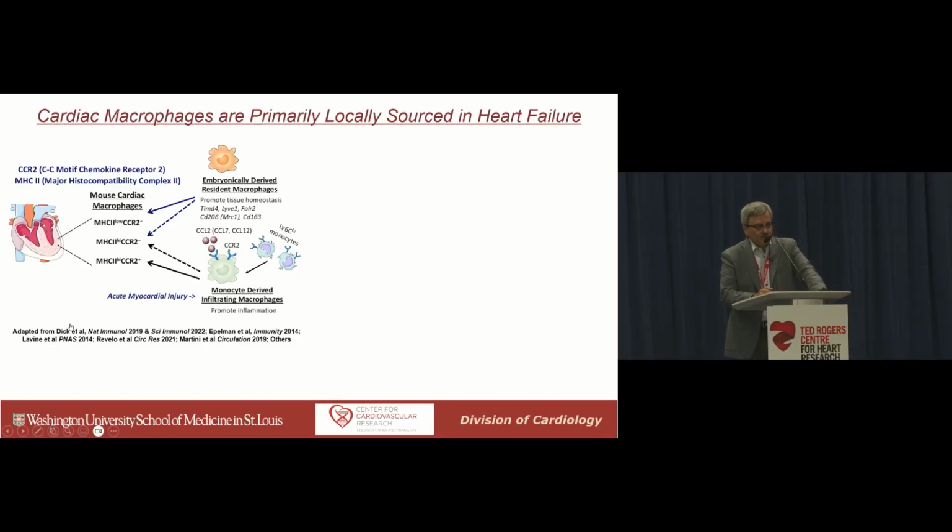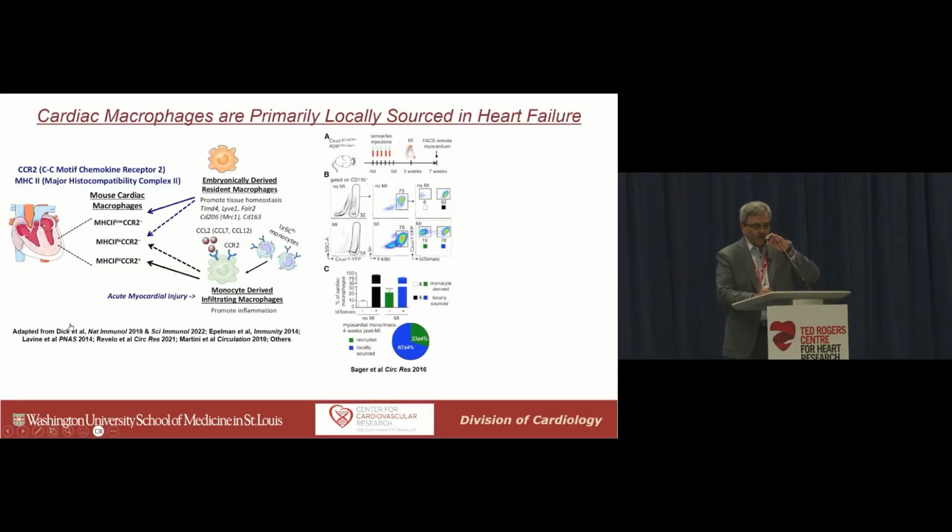The CCR2 positive population is derived from infiltrating monocytes and monocyte-derived macrophages. And the MHC2 low CCR2 negative population is derived from embryonic macrophages, while the third category can be derived from either group, depending on the pathophysiological context.